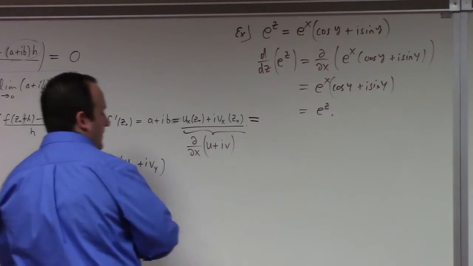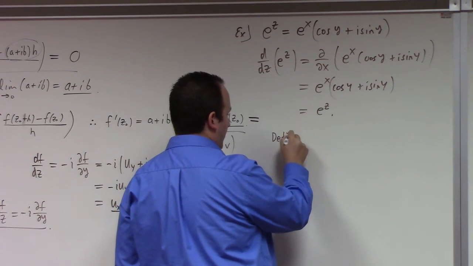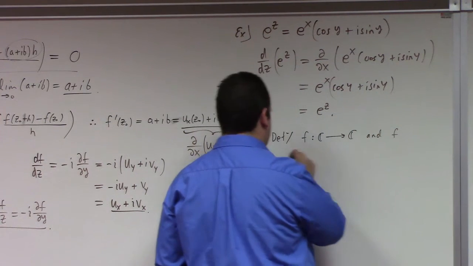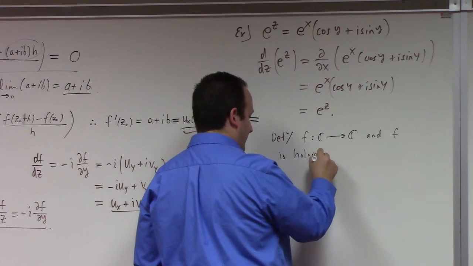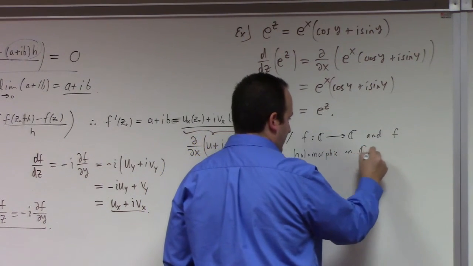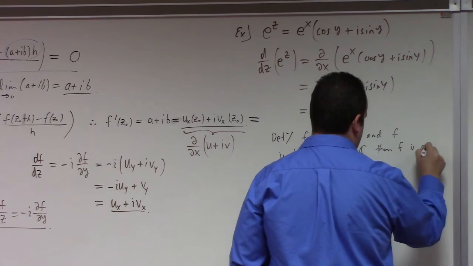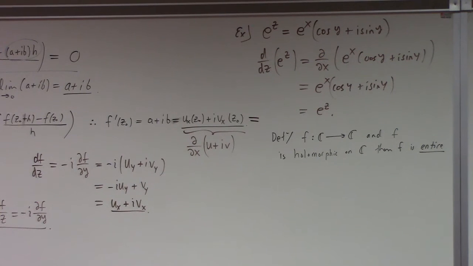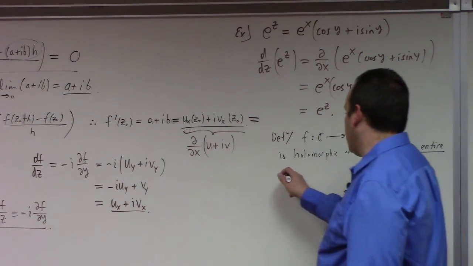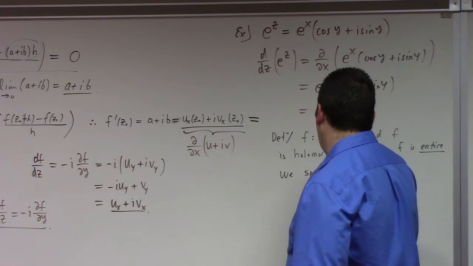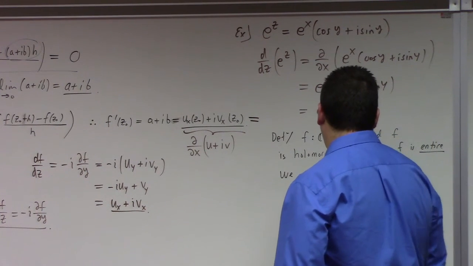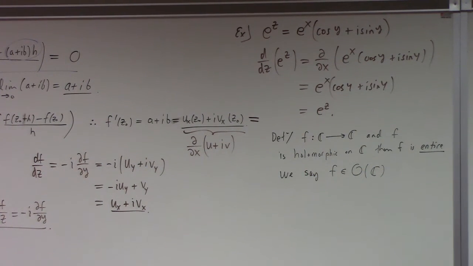So, a definition I should share with you before I get carried away here. Definition: if you have f going from the complexes to the complexes, and f is holomorphic on the whole thing, then f is said to be entire. An entire function is a function which is holomorphic on the whole complex plane. And we denote this, we say f is an element of this funny looking O, O of C. This is the set of all entire functions.